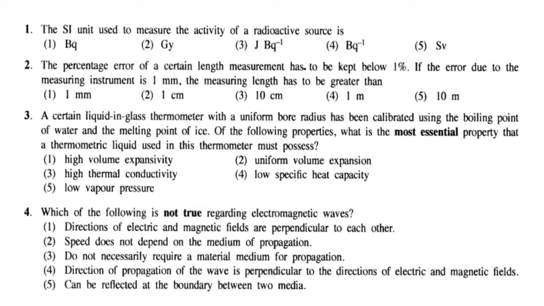Question number 4, which is not true regarding electromagnetic waves. First one, directions of electromagnetic fields are perpendicular to each other. That is true always. First one is true. Second one, speed does not depend on the medium of propagation, but the speed of the wave changes when it travels from one medium to the other. So, by the knowledge of refraction, you can understand that speed depends on the medium. So, the answer 2 is wrong. So, it is not necessary to discuss the other answers. The answer for the fourth question is 2.